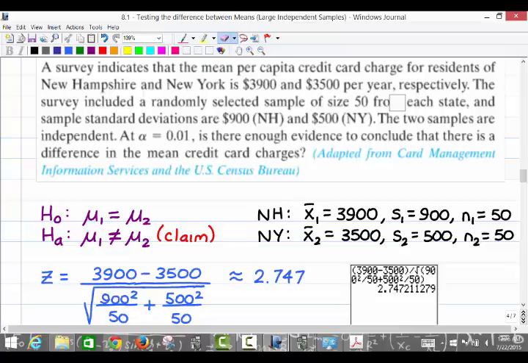And then whatever you see second will be group 2. So New Hampshire will be first, New York will be second, and we'll go from there. These are the two mean charges, 3,900 and 3,500. We're selecting 50 from each state. This time both the sample sizes happen to be the same, but as we saw from the last problem, that's not critical.